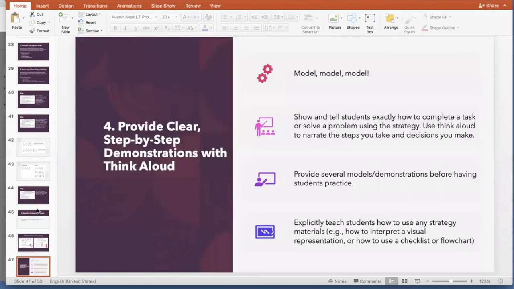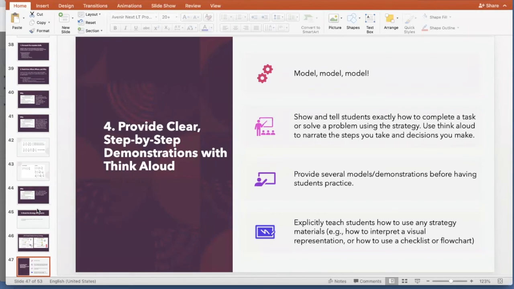The next guideline is providing really clear step-by-step demonstrations with think-aloud. Model, model, model. One example is never enough, even for really simple strategies. We want to give students several high-quality models, maybe over a couple of days and over a couple of lessons, maybe more, depending on the needs of students. We want to show and tell students exactly how to apply the strategy as we think aloud, narrating our thought process, our decision-making as we go.